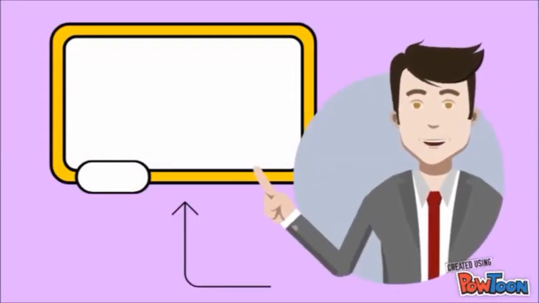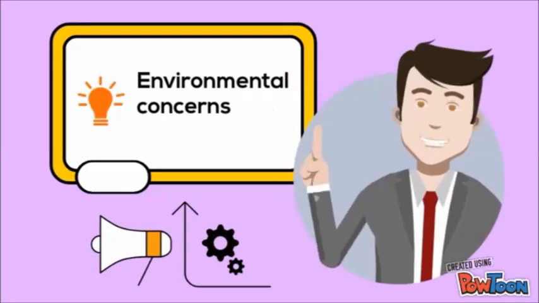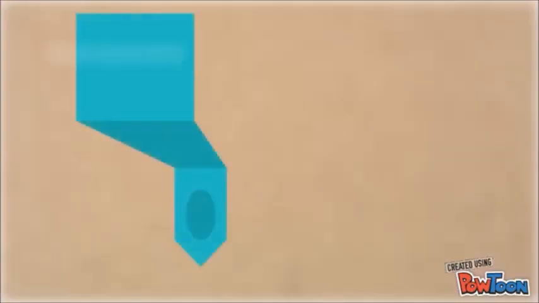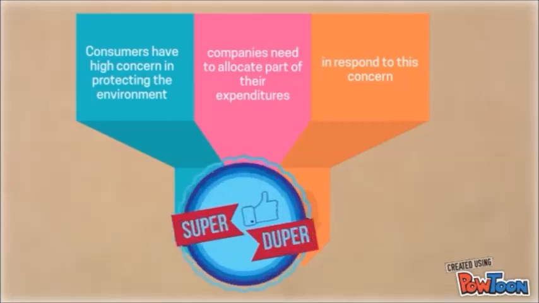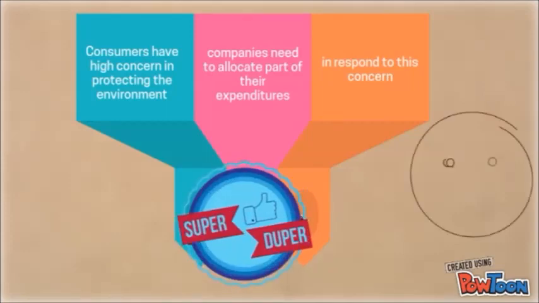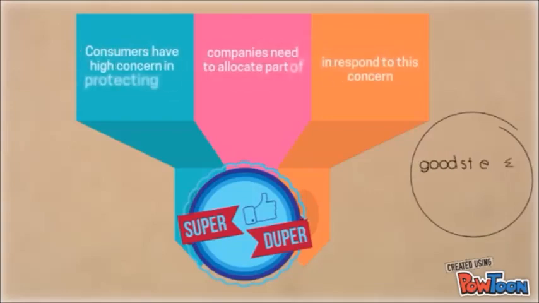Now, we will move to the third qualitative consideration. Consumers have high concern in protecting the environment. Thus, the companies really need to allocate part of their expenditures in their budgets in response to this concern. Consumers and shareholders are attracted to support the sustainable existence of the companies in the industry who have good stewardship towards the environment.